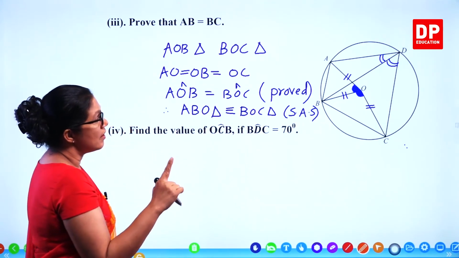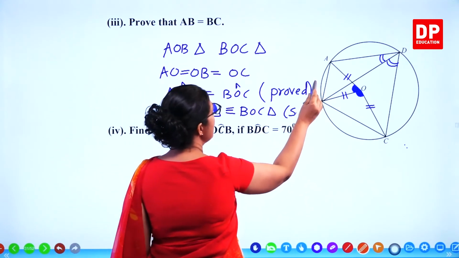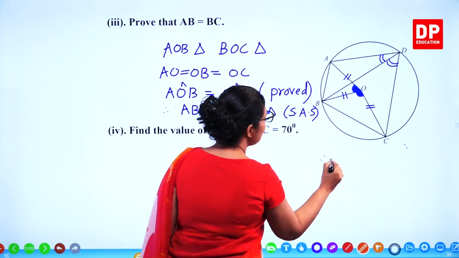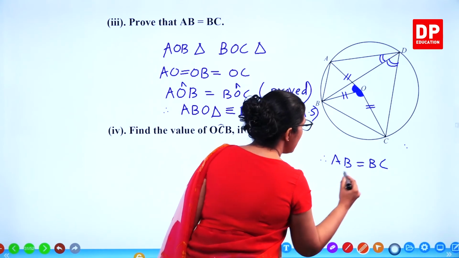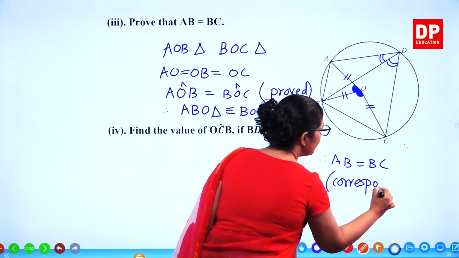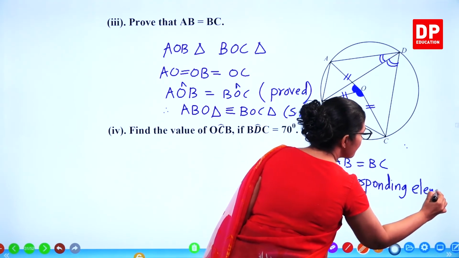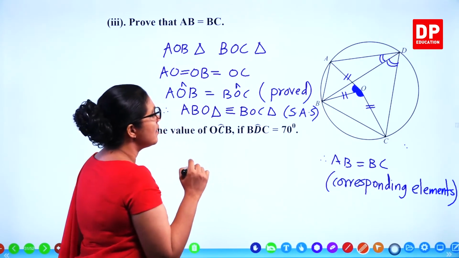Then the corresponding elements are equal. Opposite to this angle is AB, opposite to this one is BC. So therefore AB is equal to BC. You can write corresponding elements are equal.